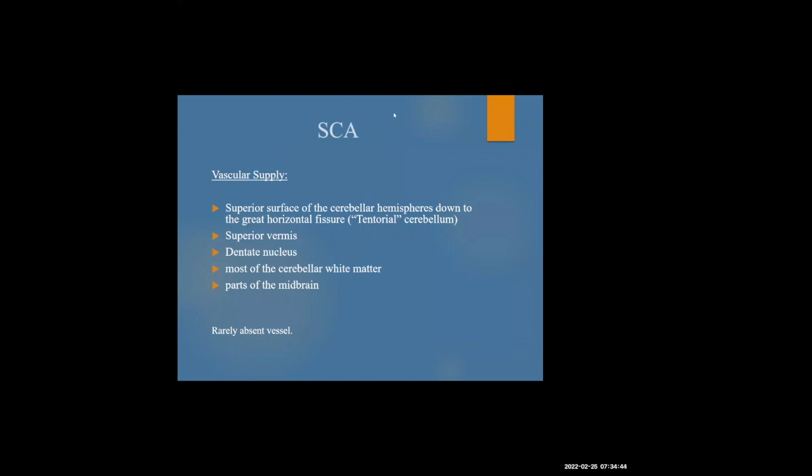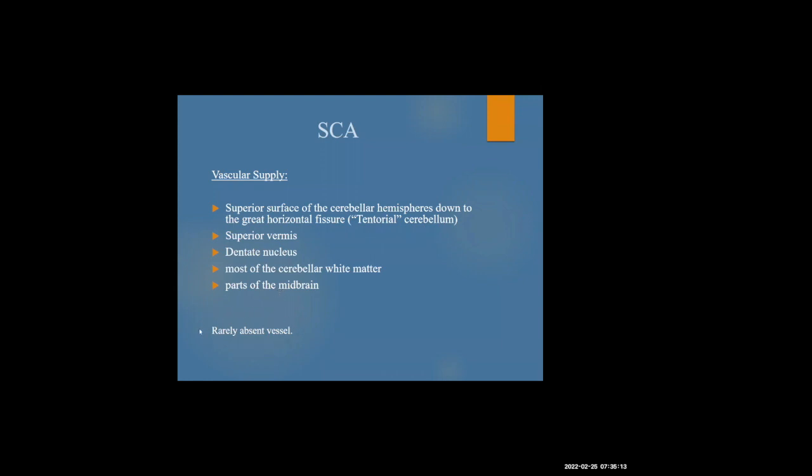And then finally, the superior cerebellar artery. The superior cerebellar artery, like we mentioned, supplies the superior surface of the cerebellar hemispheres all the way down to the horizontal fissure, which is the predominant fissure that divides the upper and lower halves of the cerebellum. So this is also sometimes referred to as the tentorial surface of the cerebellum. It also is going to supply the superior vermis, the dentate nuclei, most of your cerebellar white matter, and even part of your midbrain. And this is important to know.